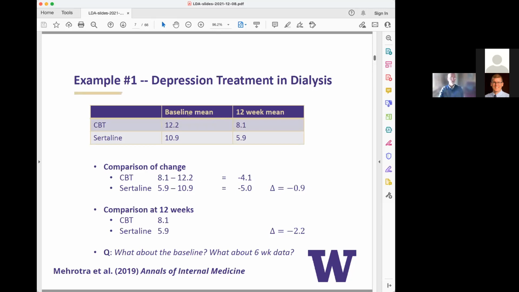Another reasonable way would be to say, I'm going to ignore the baseline data. That was just pre-randomization. Treatment doesn't influence that. I'll just focus on the post-only data, the means at 12-week follow-up. And there we see a minus 2.2 point difference. So right away in this example, we can see, at least without any uncertainty attached to it, the magnitude of this effect depends on how we use these data.